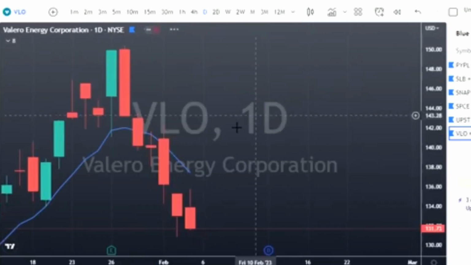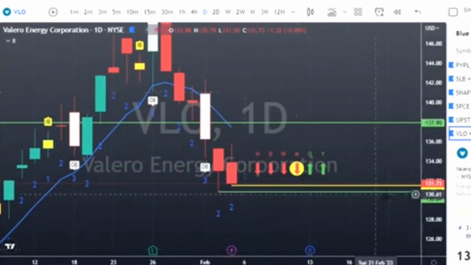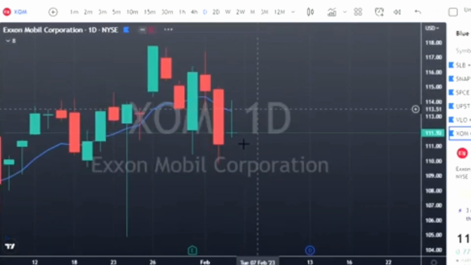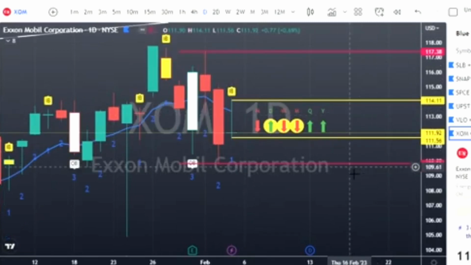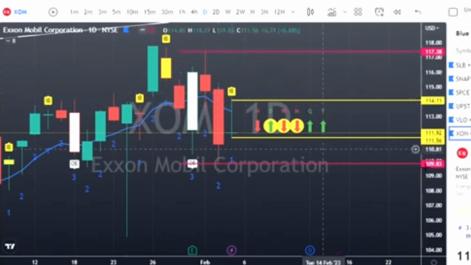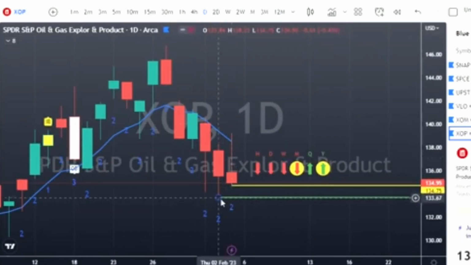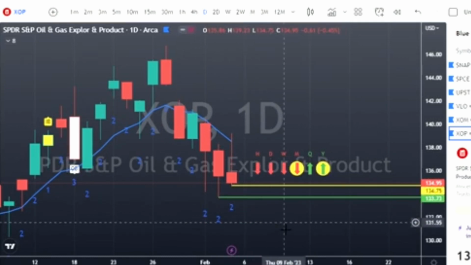Move on to VLO, also with a 2 up red. So we're going to look for this to continue to the downside. 131.73, 131.50 is our trigger there. XOM, inside bar, calls at 114.11, puts at 111.56. Then we also have an inside bar on the weekly, looking to break out of those 2 pink lines as well. And then XOP, 2 up, finished red, puts at 134.75. First target at 133.73. Guys, that's the list.